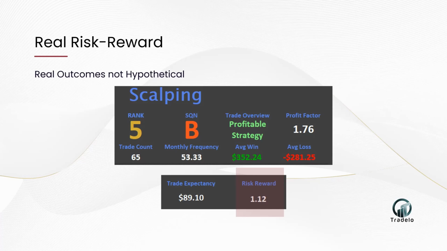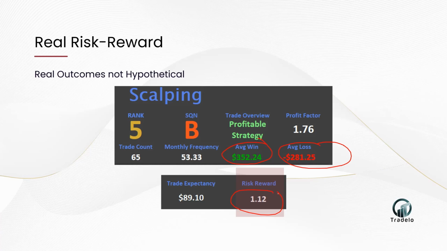So if a professional trader is using this statistic called real risk reward, what they're leaning on is what they're actually taking on a trade versus what they're actually risking on a trade. You can see this comes from one of the Tradelo traders. This trader risks on average $280 per trade, and on average, he's winning $350 per trade. So this gives the trader an idea that he's got a real risk reward of around 1.12. It's not hypothetical. It's not that he would like to make $500 for every $280 he risks. No, every time he executes this scalp trade, he's taking 1.12 times what he risks.